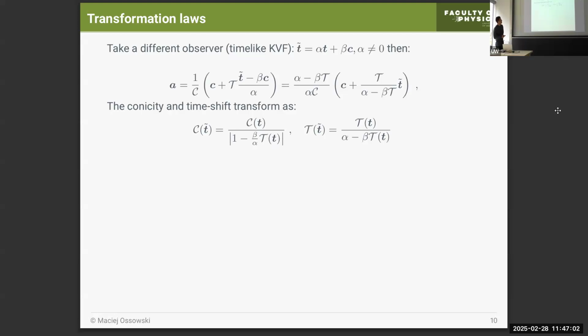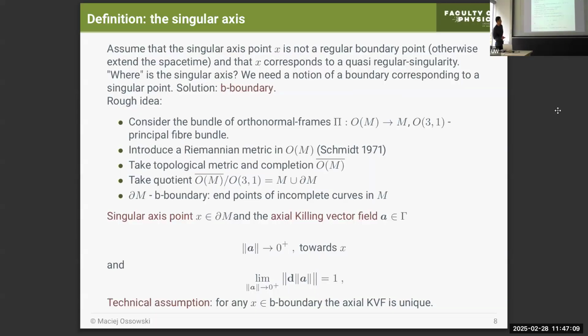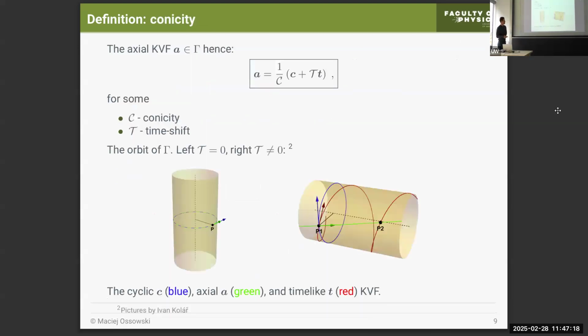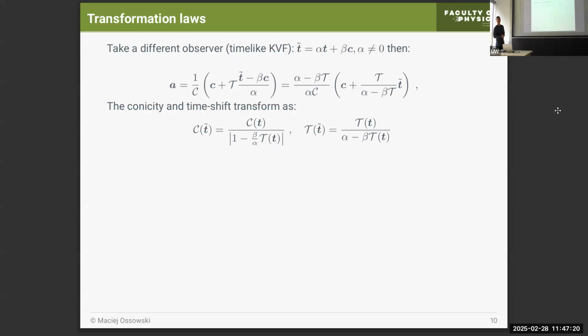I should maybe mention that this absolute value comes from the fact that these conditions do not actually define A uniquely. They define A up to change of directions, so up to a sign. So we choose to incorporate this ambiguity into definition of conicity. And so those are conicities as measured by some observer T tilde in terms of what measures the observer following the curve T.